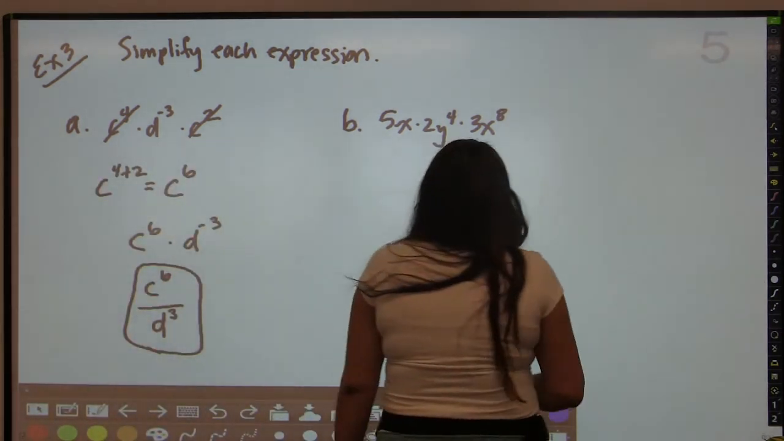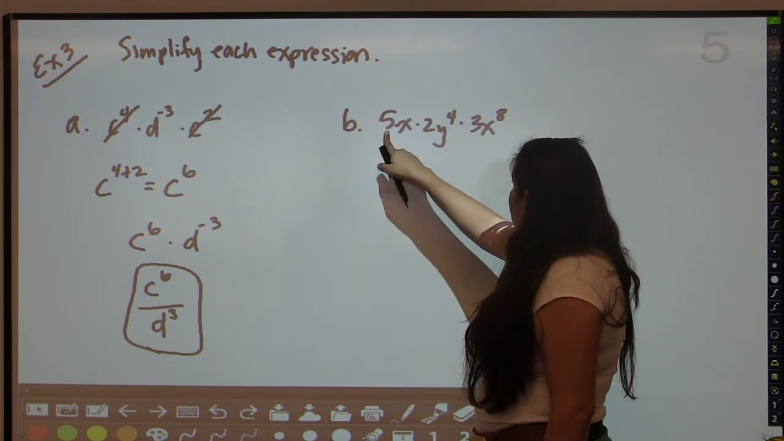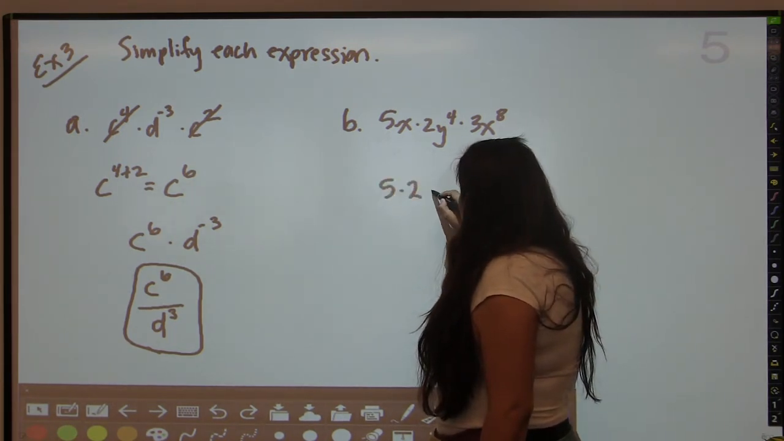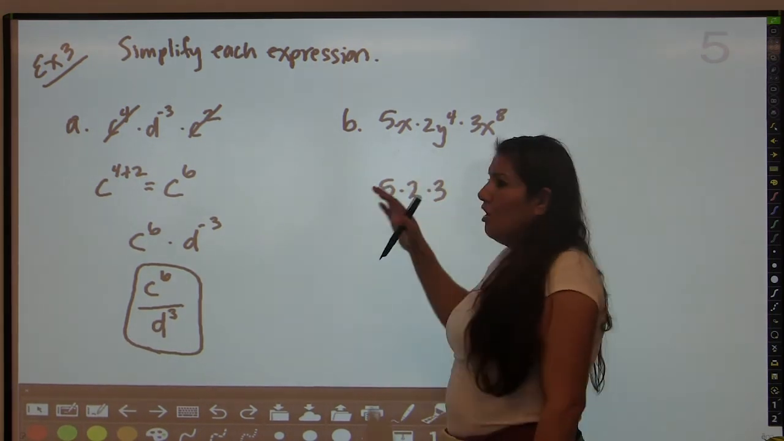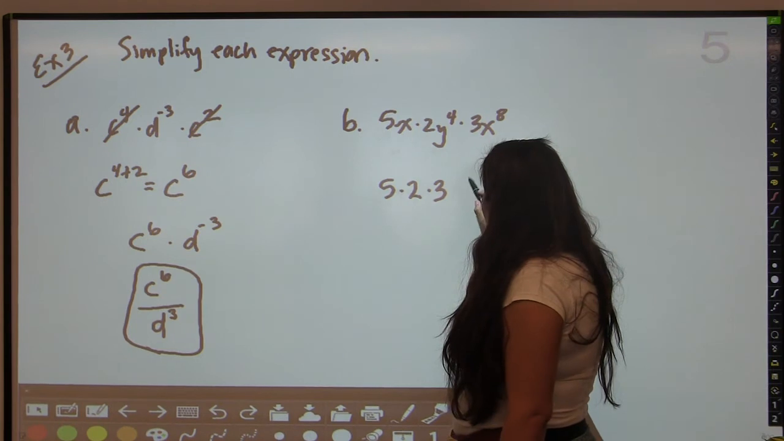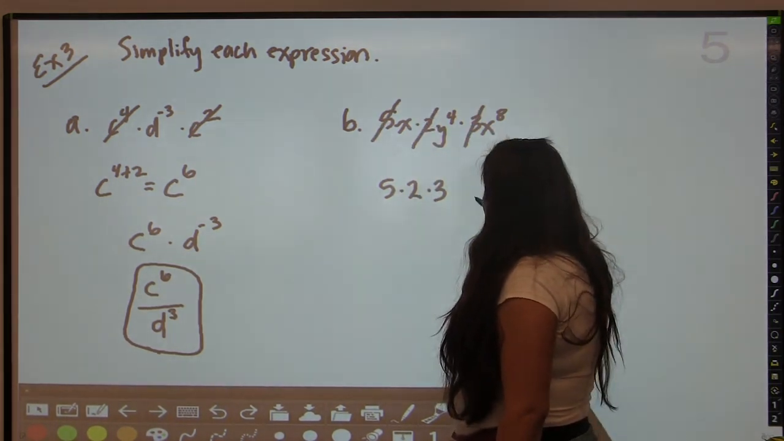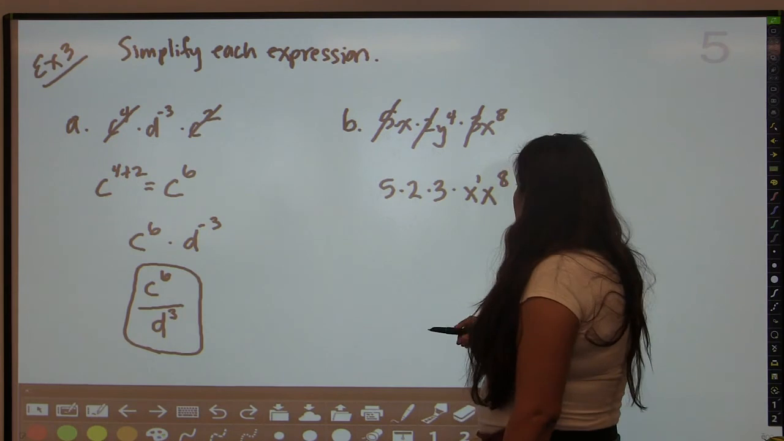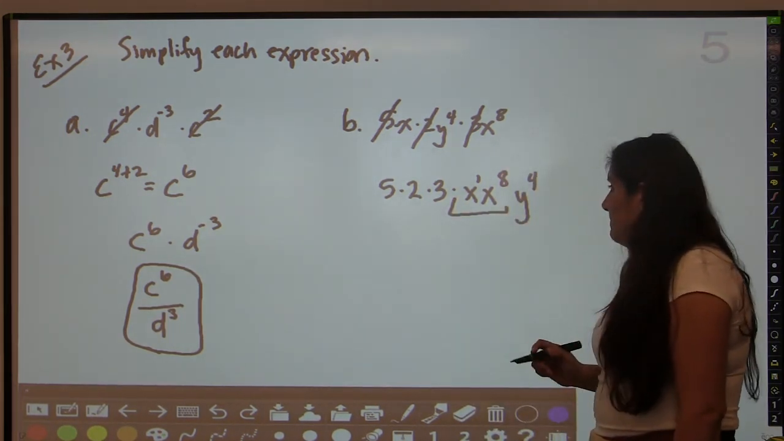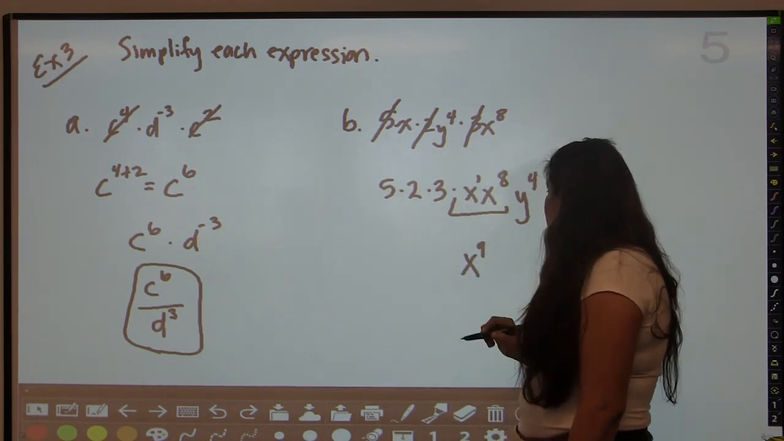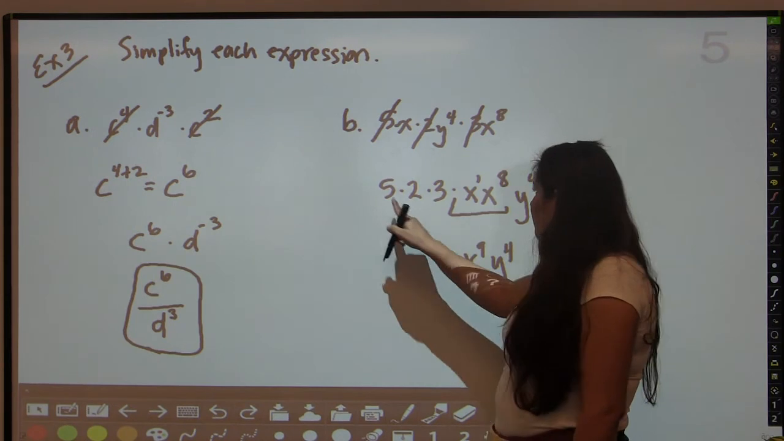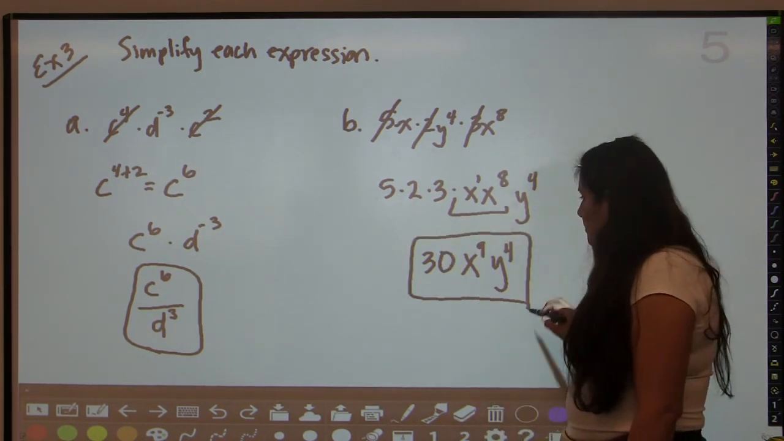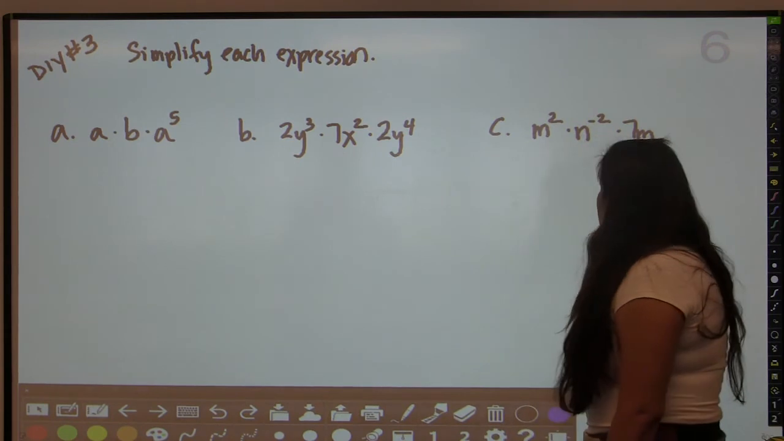Over here, we have a similar situation to the previous example, where the 5 and the 3 are not attached to the exponents. So I can very easily go 5 times 2 times 3. That takes care of that, that, and that. And now I have x to the 1, x to the 8, y to the 4th. Okay, so these two here are the same base, so I can add those exponents to get 9, because 1 plus 8 is 9. My y to the 4th will stay, and then 5 times 2 is 10, and 10 times 3 is 30. So I get 30x to the 9th, y to the 4th as my final answer. And then you can try these examples here.